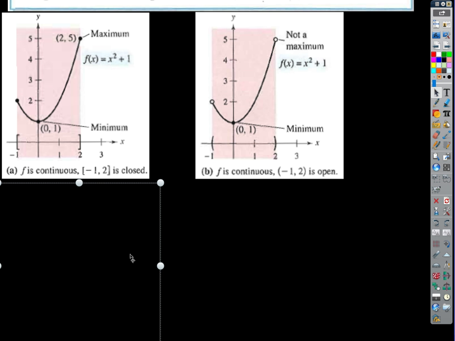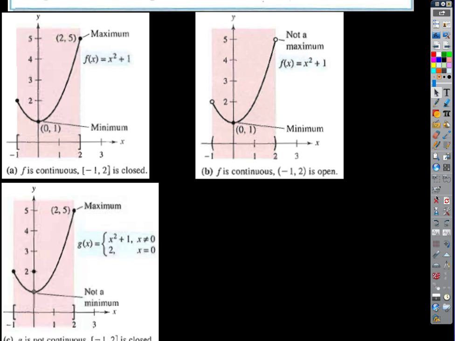We could redefine the function a little bit as, let's say, a piecewise function, where g of x no longer is f of x. g of x equals the parabola we've been talking about, x squared plus 1, when x is not equal to 0. So for all values except 0, but at x equals 0, let's redefine the function as having a value of 2. So in other words, we just created a hole in the parabola and a point at 2 instead, right, at (0, 2). Yes, sir?